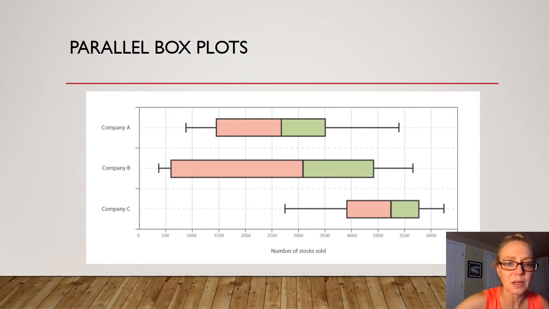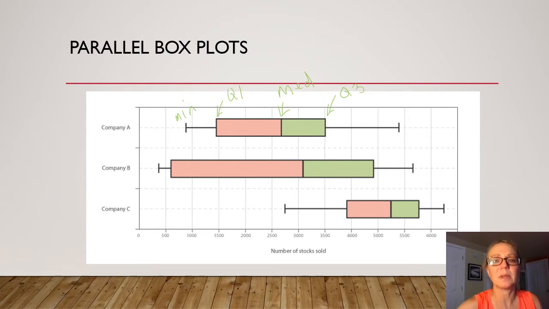Let me show you. So like this for company A would be the smallest number of stocks sold. This right here is called quartile 1. The line in the middle of the box is the median. This side of the box is quartile 3, and the end of this whisker is the maximum. Now you can quickly compare these three companies just by looking at their box plots. So let's learn more about the 5-number summary.